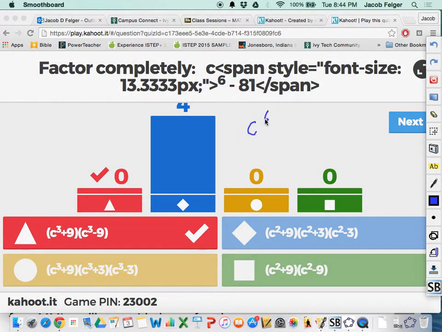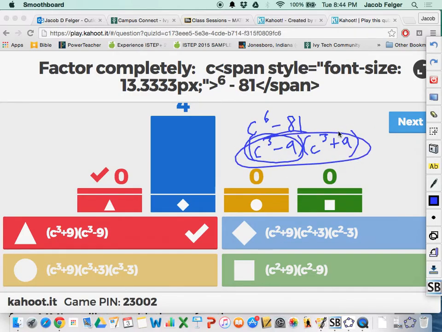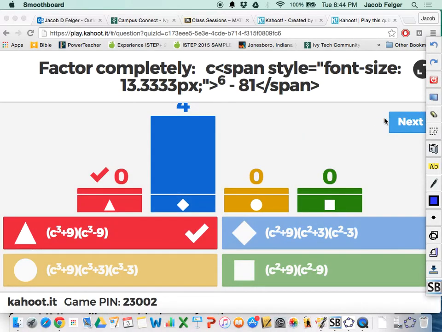So this one should have been C to the sixth minus 81. You obviously did it wrong. Yeah, so what is that? It's a difference of perfect squares. So we do C cubed minus 9, C cubed plus 9. So we square rooted both of those. And then I was trying to trick you because I wanted to see if some of you would take that a step further. But because that's a C cubed, you can't. Right? So that then would be your final answer.